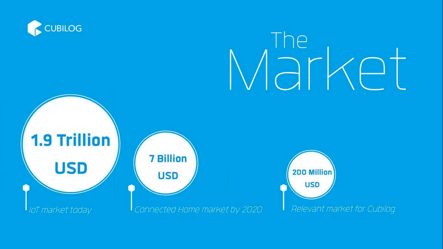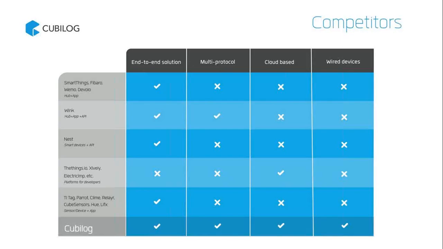A bit about the market we are in. It's the 1.9 trillion US dollar market. I don't know how many zeros are behind 1 and 9, but it's a lot. The connected home market by 2020 is 7 billion US dollars, and Cubilog is addressing a relevant market of 200 million US dollars, which is also a pretty big market for us.